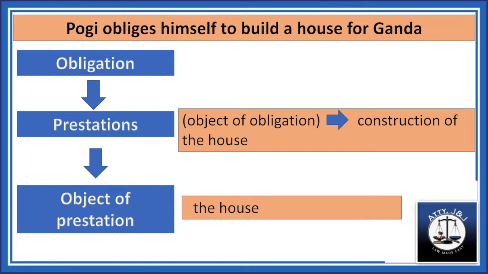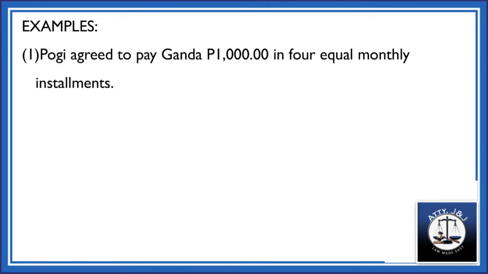Okay? Malinaw ba? Keep in mind, pag narinig nyo yung object of the obligation versus the object of the prestation, kasi iba sila, okay? So now, proceed tayo sa examples para sa Article 1223 para mas maintindihan natin. Pogi agreed to pay Ganda 1,000 pesos in 4 equal monthly installments. So, the obligation of Pogi is divisible because it is capable of partial performance, di ba nga? Installments pa nga, 4 equal installments.